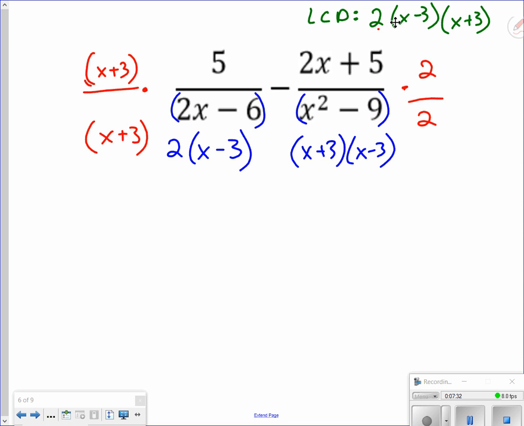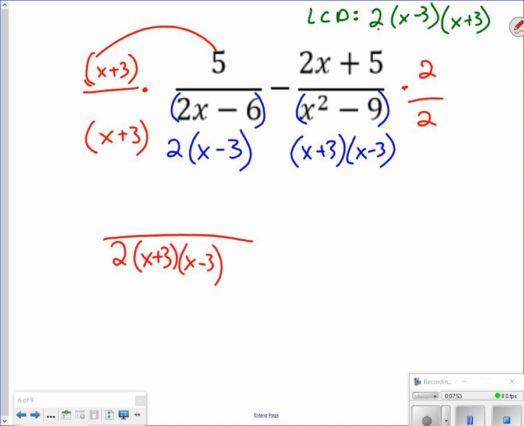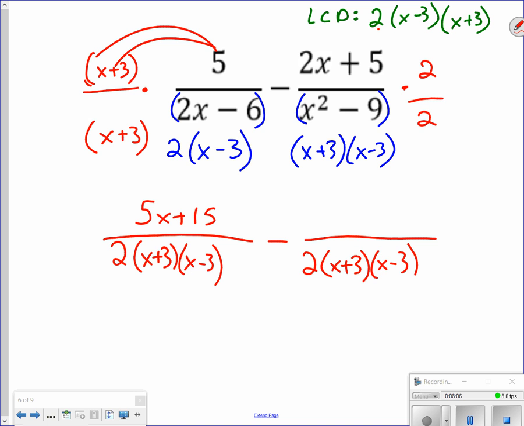On the left, the denominator is the least common denominator. It is the 2 times x plus 3, x minus 3. Keep in mind, the order doesn't matter. The coefficients generally go in front, so I kept the 2 up there. But it's got all three things. That's what matters. So now what goes in the top? Distribute. 5x plus 15. Okay, minus. On the bottom, again, I've got the LCD, 2 times x plus 3 times x minus 3. Up top, I, again, have to distribute the 2 into both. So 4x plus 10.